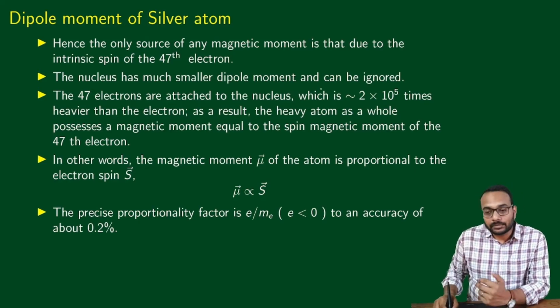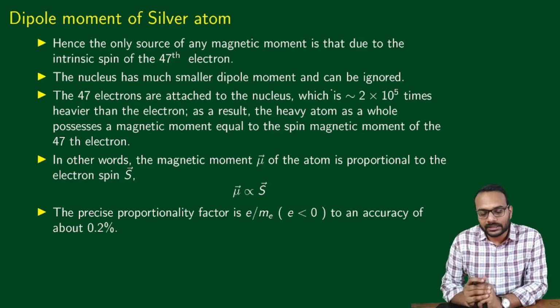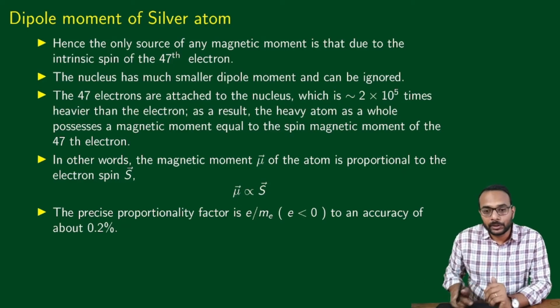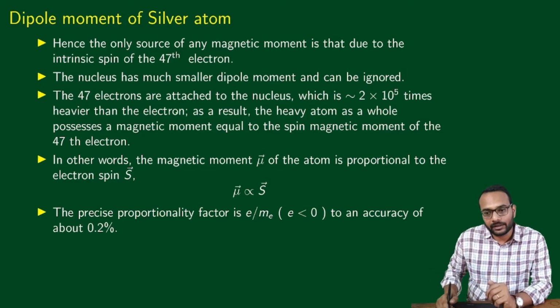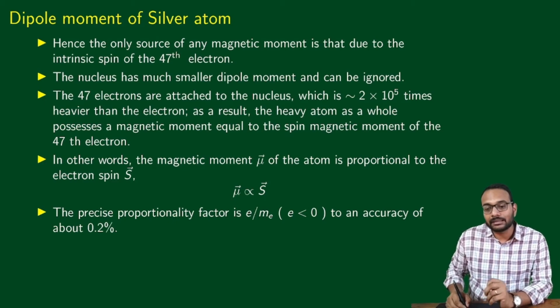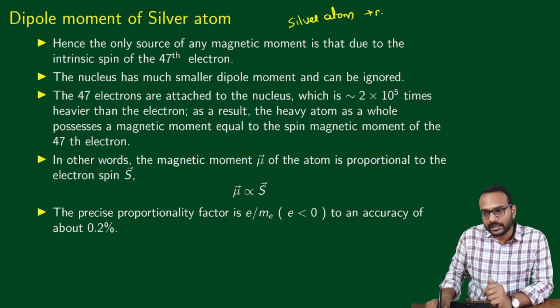The nucleus has a much smaller dipole moment and we'll ignore it, as it does not cause any difference to our experiment. The 47 electrons are attached to the nucleus, which is 2 times 10 raised to 5 times heavier than the electron. So the nucleus is very heavy compared to the electron. As a result, the heavy atom as a whole possesses a magnetic moment equal to the spin magnetic moment of the 47th electron. So we say that the entire silver atom has a magnetic moment.